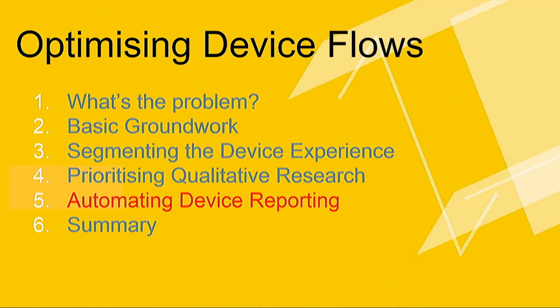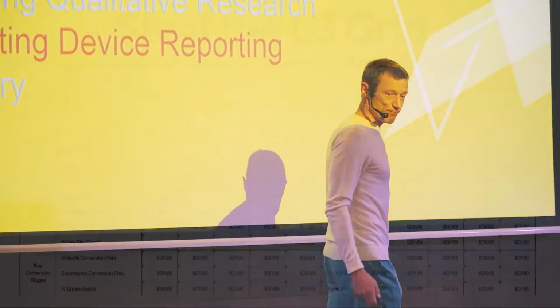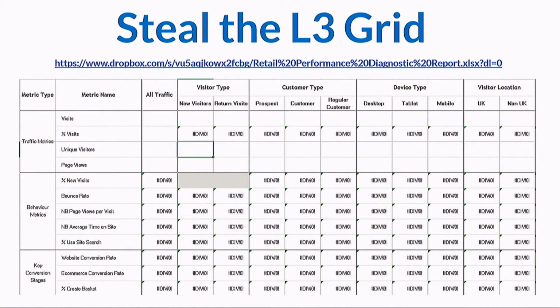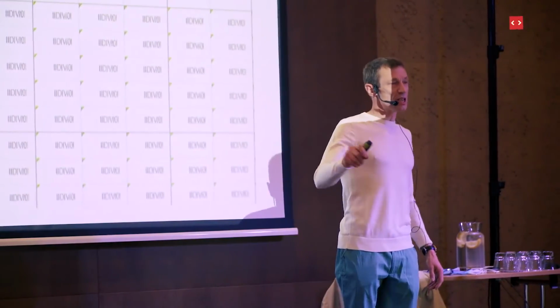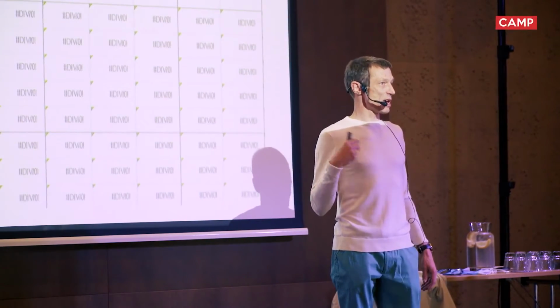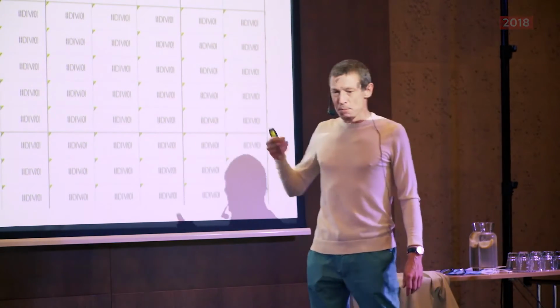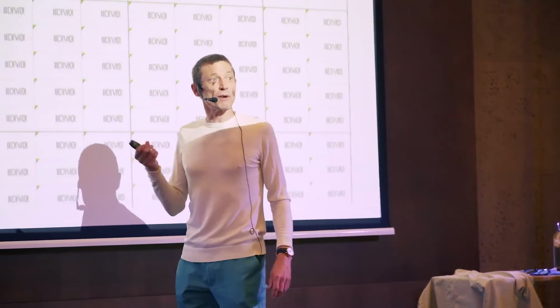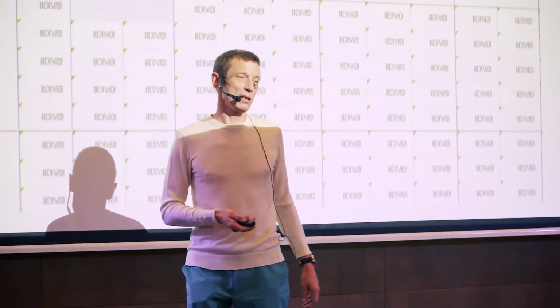But now, it gets even better. And the reason for taking you through this model and explaining it is because you need to automate it now. And I don't want to do all that boring stuff every week. So you can steal a starter grid. It's a template for multi-dimensional performance analysis within Google Analytics.